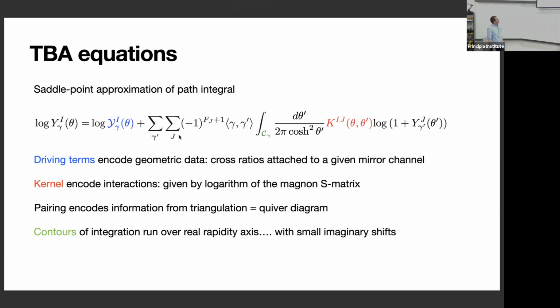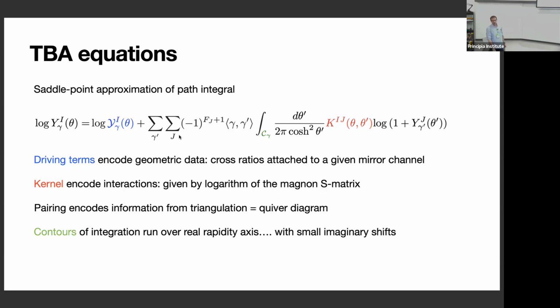So they are of a canonical type, but if you've never seen them before, they are a bit scary like that, but they are very canonical. The structure is very canonical. And we have in blue these driving terms, which are just encoding the geometry. In red, the kernel, which encodes the way this Y function interacts with each other. The bracket, the pairing, is measuring the direction of the interaction. As I mentioned before, it's coming from the quiver diagram.